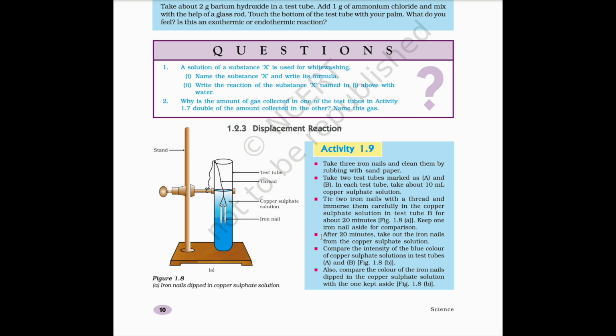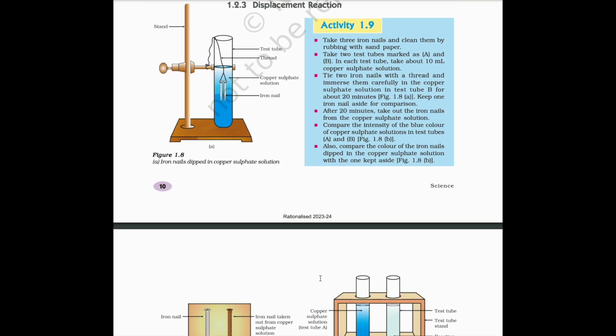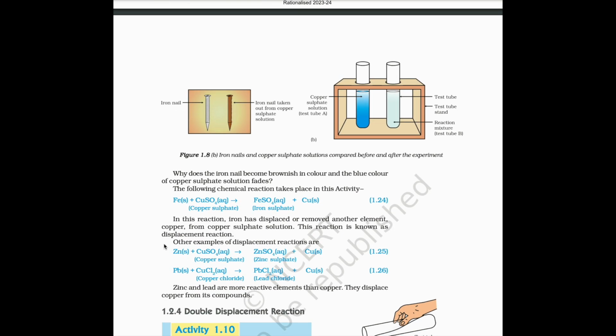After 20 minutes, take out the iron nails from the copper sulfate solution. Compare the intensity of the blue color of copper sulfate solutions in test tubes A and B. Figure 1.8b. Also compare the color of the iron nails dipped in the copper sulfate solution with the one kept aside. Figure 1.8b. Why does the iron nail become brownish in color and the blue color of copper sulfate solution fades?